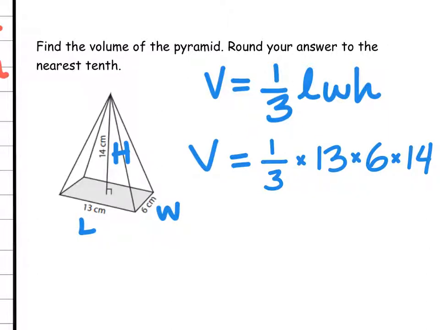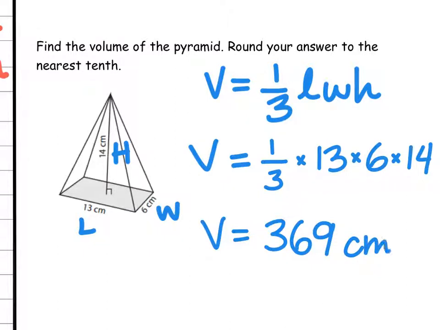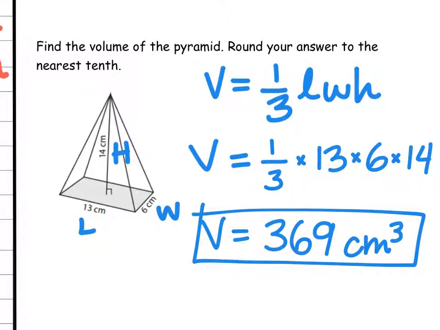Okay, so you're just going to type this all in your calculator. 1/3 times 13 times 6 times 14. Type it. Volume is 364, right? Centimeters cubed. Because we're talking about cubic units. How many little cubes can fit inside of that shape? Dang it, guys. I've been making a lot of mistakes today.